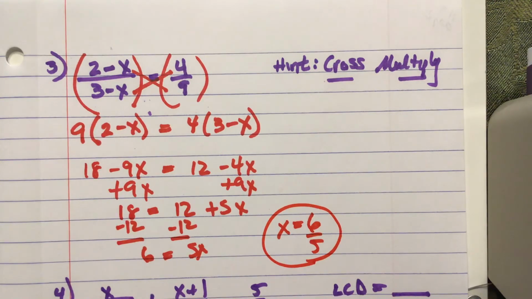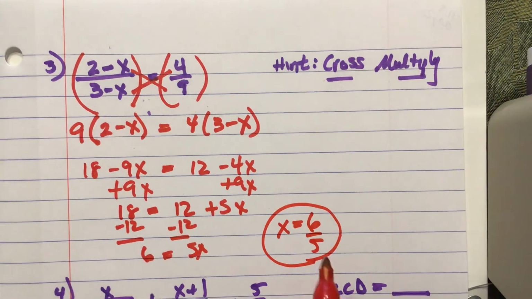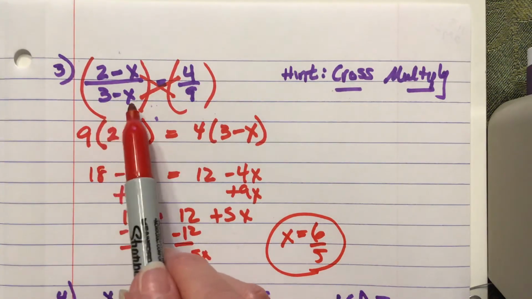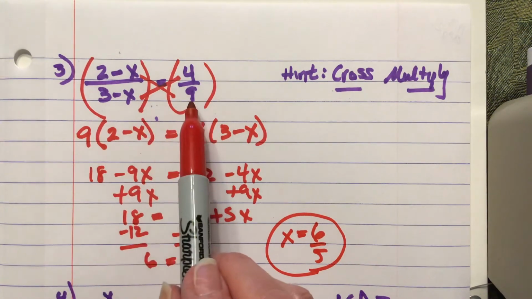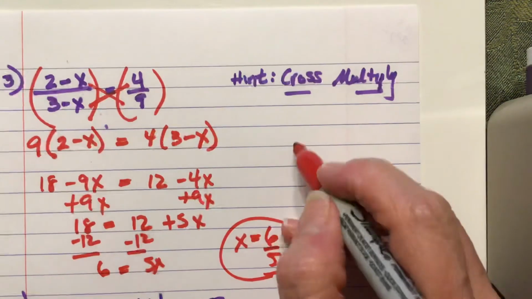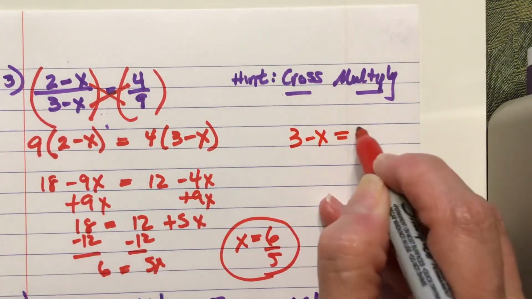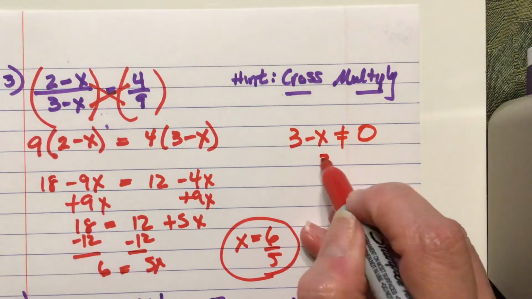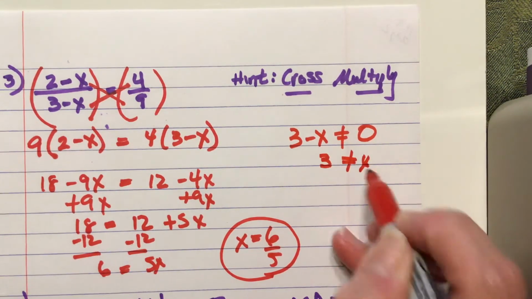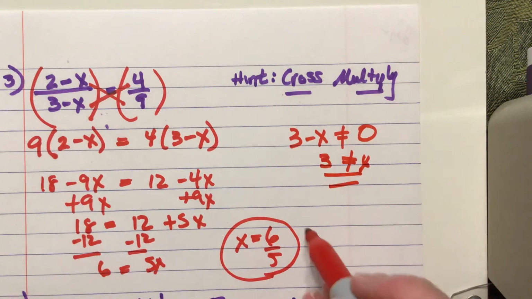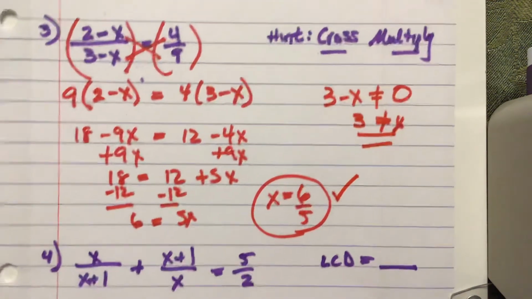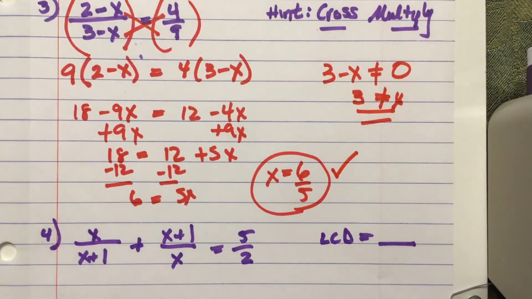Now, when I get x is equal to 6 over 5, I need to check my restrictions. So if you notice in my two denominators, I have 3 minus x and I have 9. Well, 9 is a fine number in the denominator. But 3 minus x cannot be 0. So if I add x to both sides, 3 cannot be x. So x cannot be 3. Well, I have x is equal to 6 over 5. It's definitely not 3, so that works and I can use that. So let's do one more.